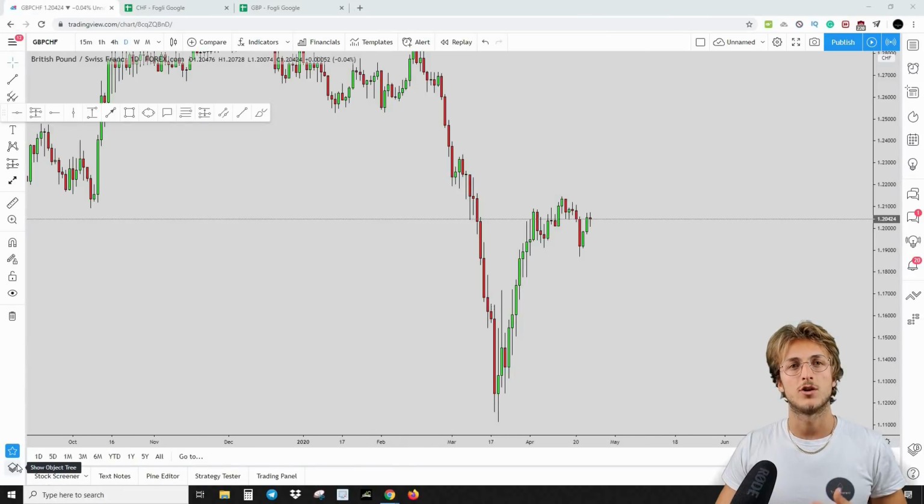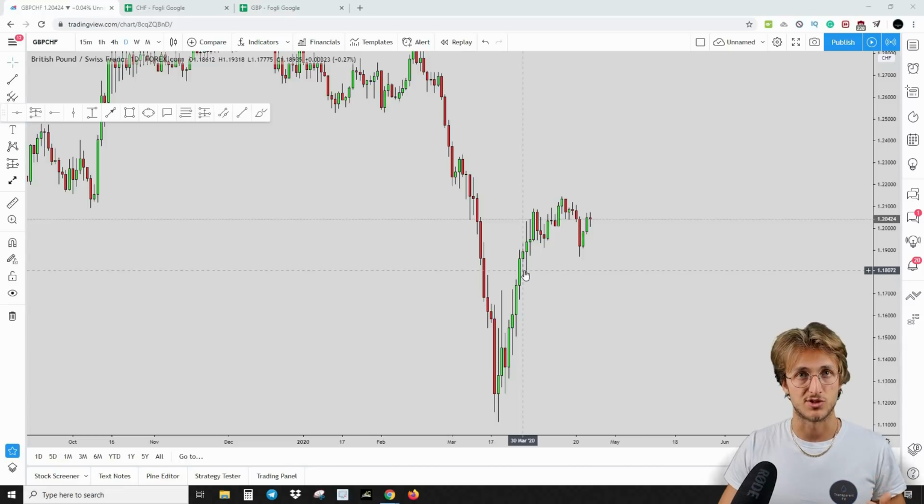Okay, so what kind of situation do we have at the moment on GBP CHF? A very interesting pair to follow. So let's make a multi-time frame analysis, see how we can be capitalizing on the moves on this pair, and I will try to make this as educational as possible. So let's start from defining what kind of situation we have here from a daily perspective.